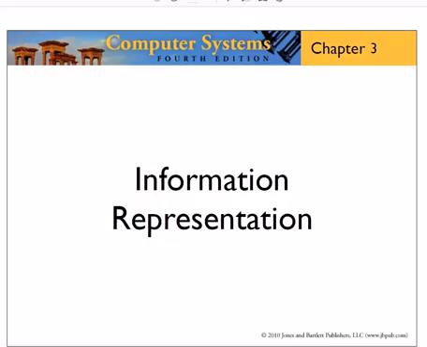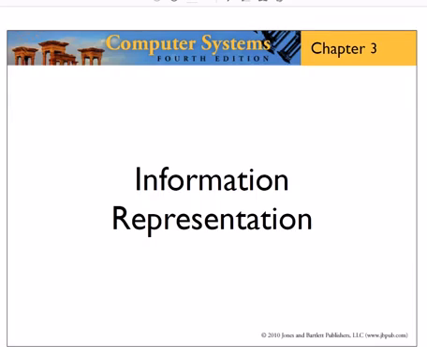Chapter 3 deals with information representation. If we want to store decimal number 15, what does it look like? How do we say that this is 15 when in truth all we can do is store a signal of whether electricity passed or didn't? It's on or it's off. There is a signal or there isn't a signal. How then do we represent 15, or for that matter, lowercase k?